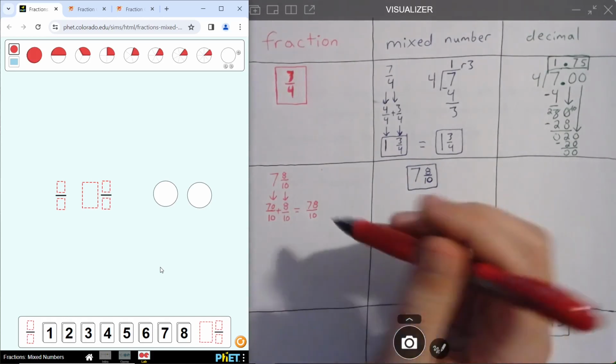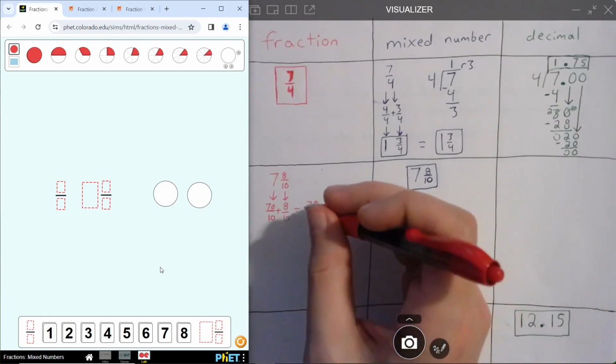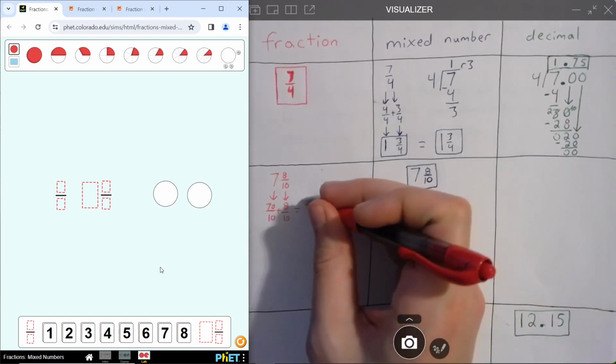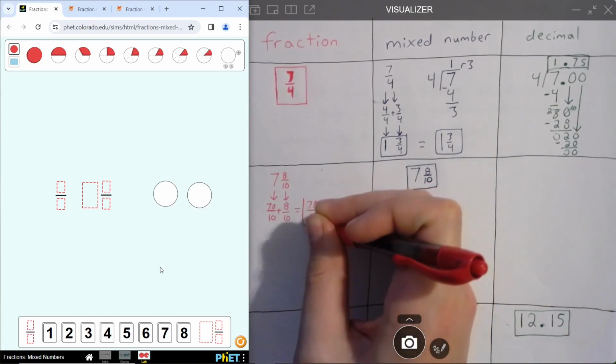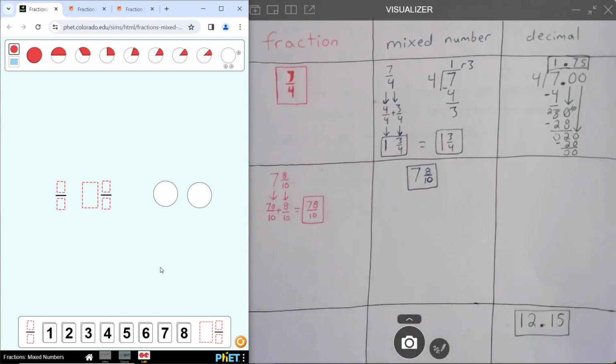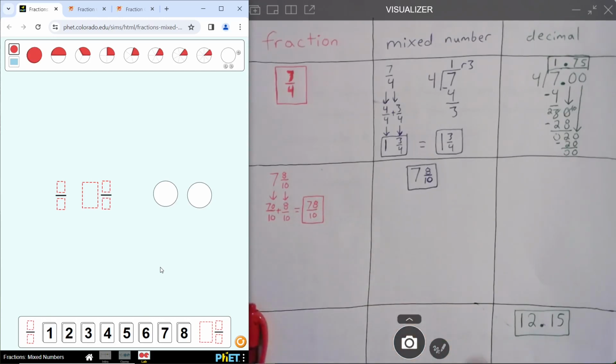Okay? Now, later on, we'll talk about how this could actually be simplified into something else. And if you don't know what the word simplified means, I'll also go over that in this video. But for right now, let's just turn this into the fraction 78/10. And for those of you who already know how to simplify this fraction, since they're both even numbers, you could divide both top and bottom by 2.